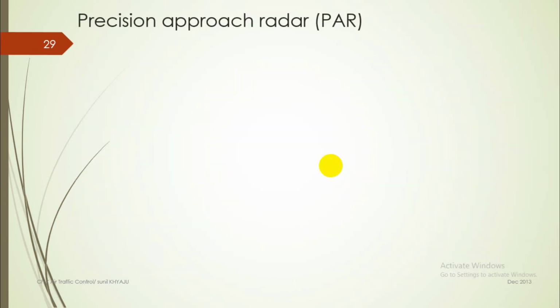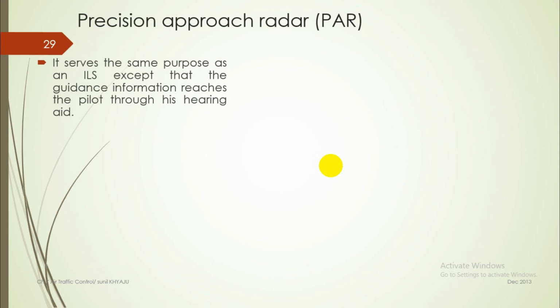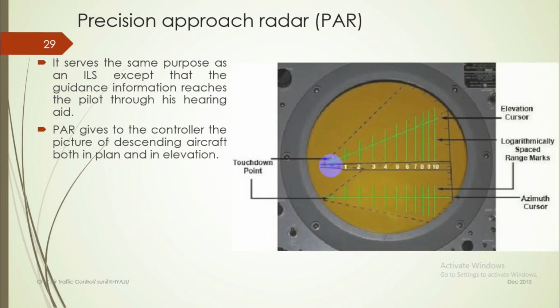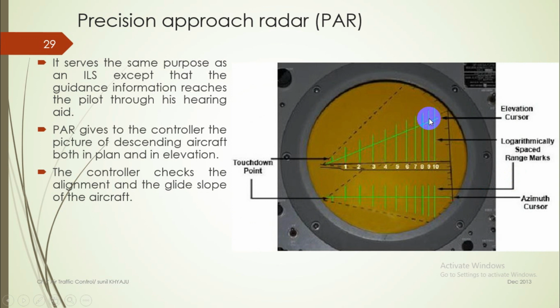Precision approach radar. It serves the same purposes as an instrument landing system, that is ILS, except that the guidance information reaches the pilot through his hearing aids. PAR gives the controller the pictures of descending aircraft both in plan as well as in elevation. The controller checks the alignment and the guide slope of the aircraft. Thus, no navigational equipment is required in the aircraft.